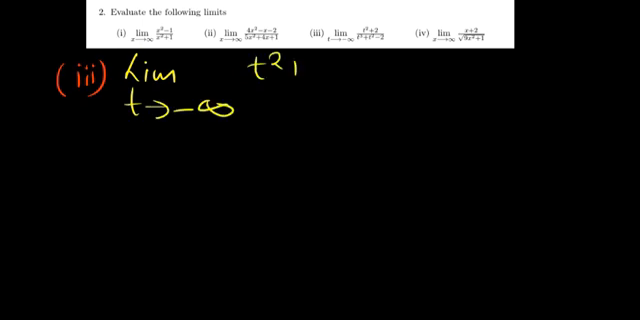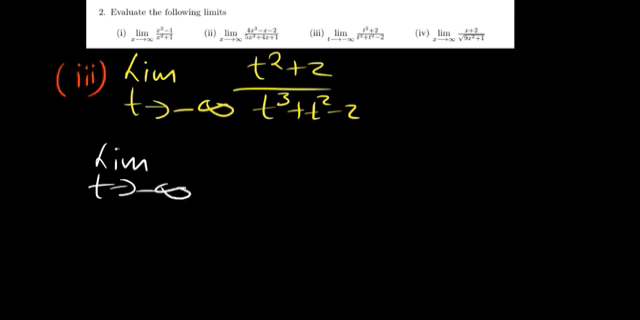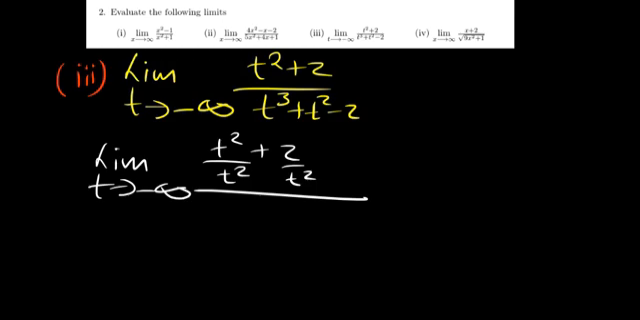So equally for the third one, you do the same. Here we have the limit as x approaches, this is t, as t approaches negative infinity, of t squared plus 2 over t to the power 3 plus t squared minus 2. So for this one, we'll do the same. The limit as t approaches negative infinity, we divide by the highest power on top, which is t squared itself. So it will be t squared plus 2, divided by t squared. For the bottom, we divide by the highest power, which is t to the power 3.